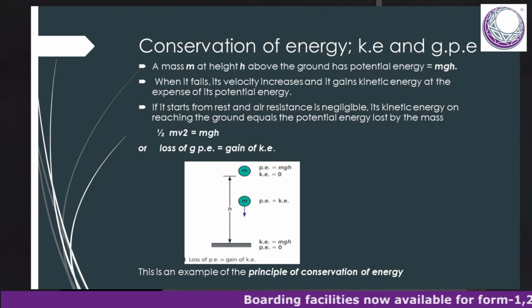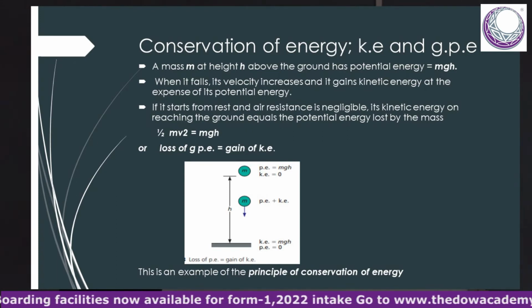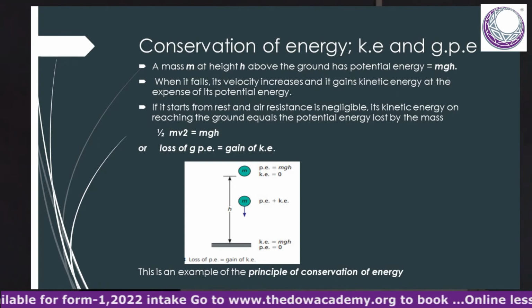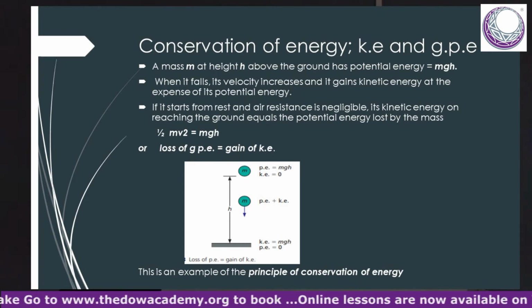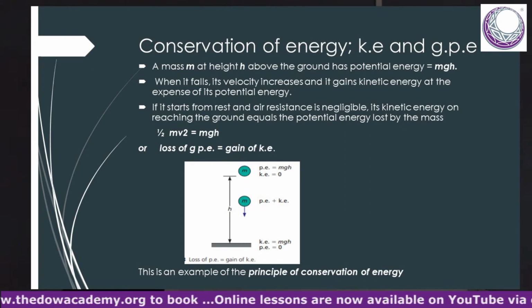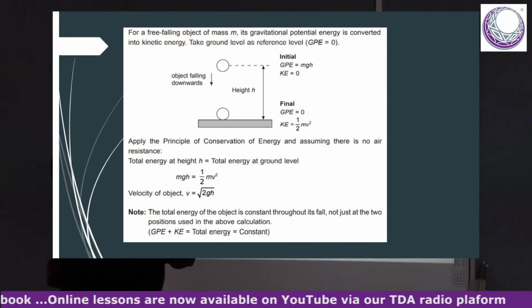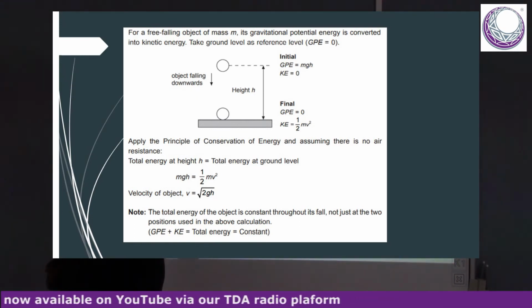Energy is being conserved in this system. Loss in g.p.e equals gain in k.e. So you can use the formula for k.e when you are calculating mgh. At the same time, you can use the formula for mgh when you are doing calculations which have to do with KE, because of the principle of conservation of energy. We move on. We still have the same thing here. For a free falling object of mass m, its gravitational potential energy is converted into kinetic energy.